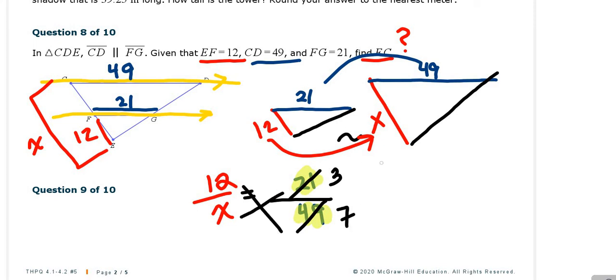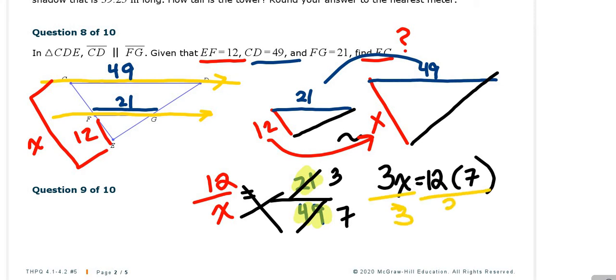Now we can cross multiply. 3x equals 12 times 7. The key to multiplying is not multiplying. So notice I did not multiply the 7 and the 12. I simply divide out that 3. So x is going to equal 28.